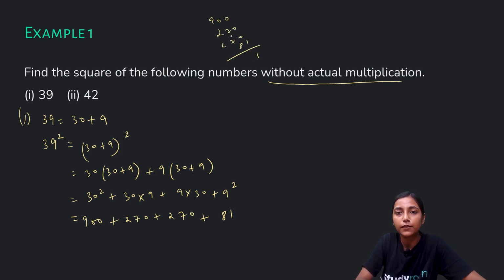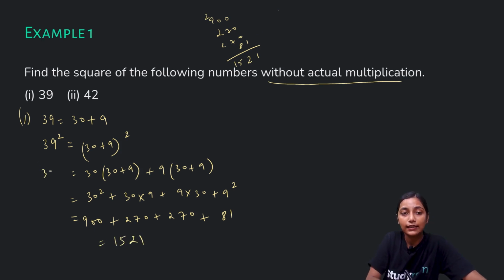Do it in your rough circle. You will find that it is going to be 7 and 7, 14, and 14 and 8 are 22. So it is 9, 10, 11, 12, 13, 14, 15. So the answer is 1521.